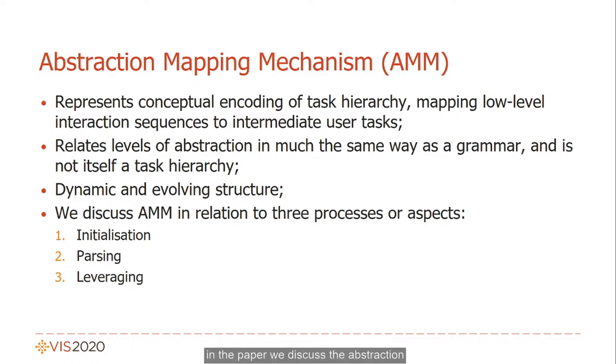In the paper, we discuss the abstraction mapping mechanism in terms of three processes: initialization, where mappings are learned or built; parsing, where raw provenance data is interpreted; and leveraging, where the abstraction is utilized.